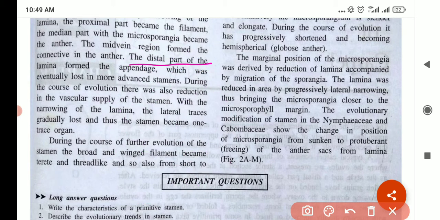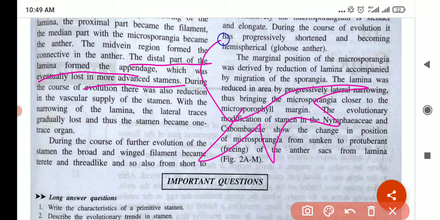Okay, then the distal part of the lamina formed the appendage, which was lost in most advanced stamens. Okay, so appendage could be like this. Appendage means something extra. Like when you're wearing a shirt and you have a collar, that's an appendage. You don't need the collar. It's for style, right? Okay.